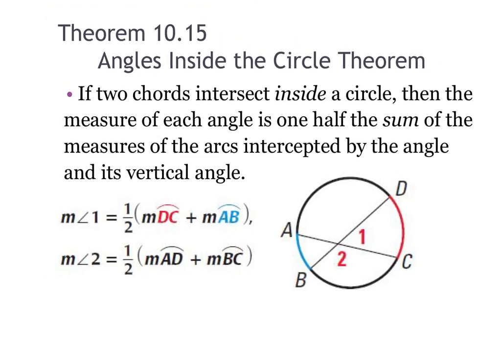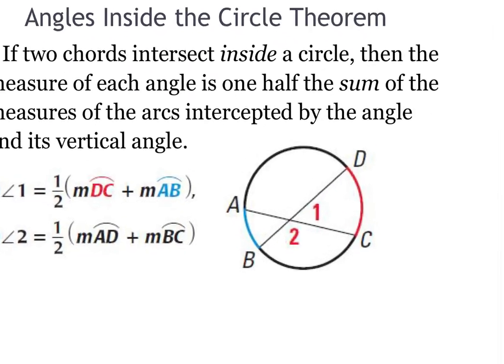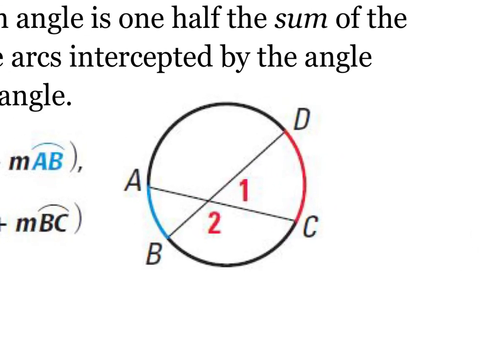All right, there's another theorem in this lesson called the angles inside the circle theorem. If two chords intersect inside a circle, then the measure of each angle is 1/2 the sum of the measures of the arcs intercepted by the angle and its vertical angle. Guys, this sounds way more complicated than it actually is, but a little note that I want you to put on the side over here is that these are not central angles. And they're not inscribed angles.